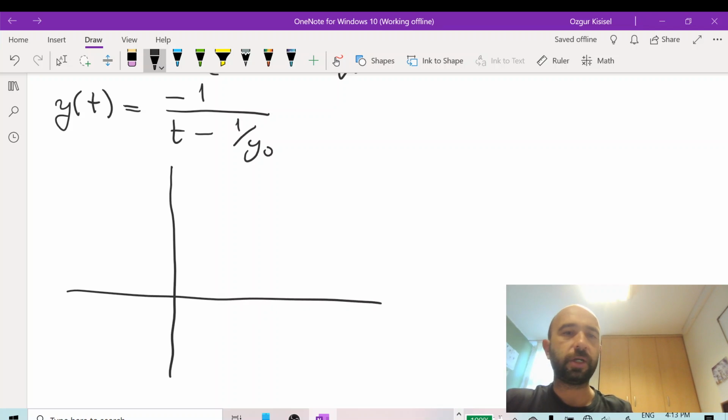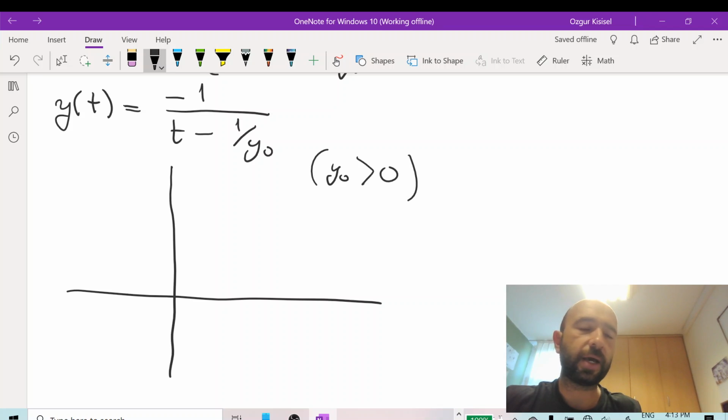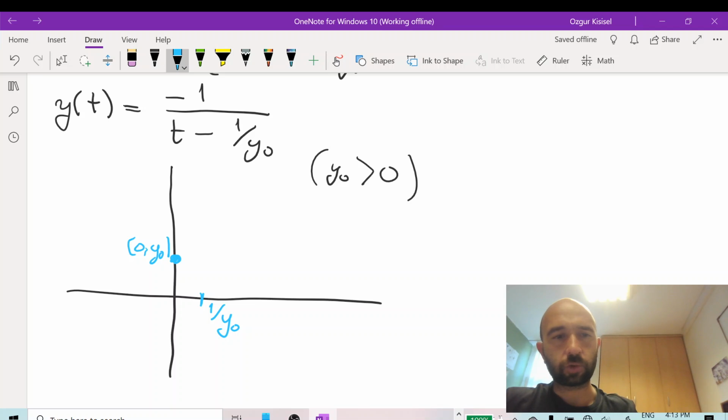Okay. Now, let's try to draw this on a plane. I can assume y0 is positive without much harm. I want to just show you an example anyway. So our initial point is here. When t is equal to 0, y is equal to y0. This is your point, 0, y0. Okay. At t equals 1 over y0, somewhere here, we have a vertical asymptote.